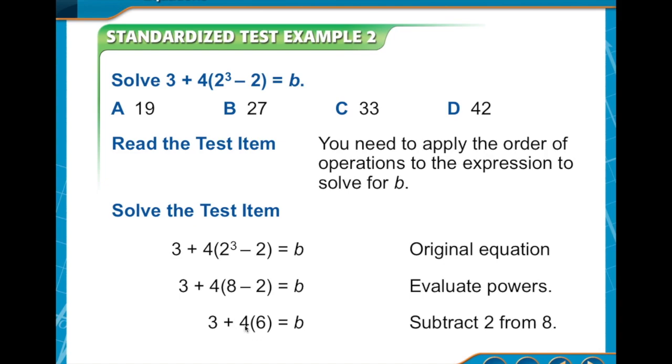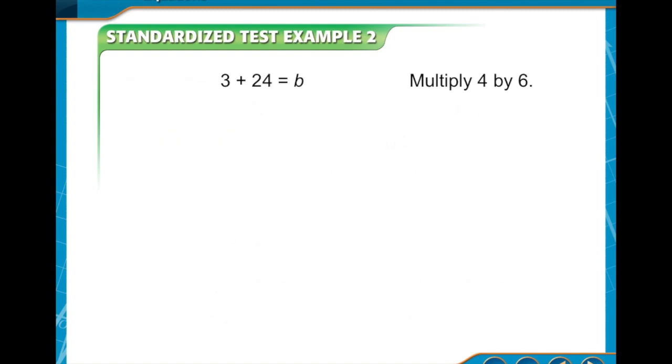So we've done parentheses and exponents. Now we can do everything else. Multiply and divide. 6 times 4. When I plug that in, I'll get a 24. So as I move to the next slide, 3 plus 24 will be the value for B. So when we solve that whole thing, B will equal 27.